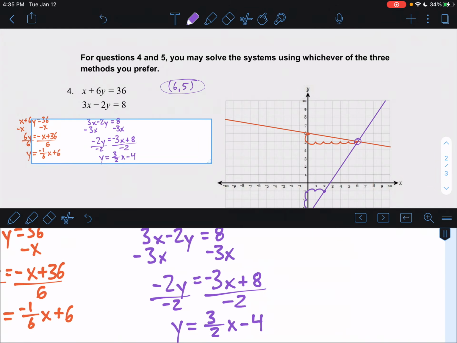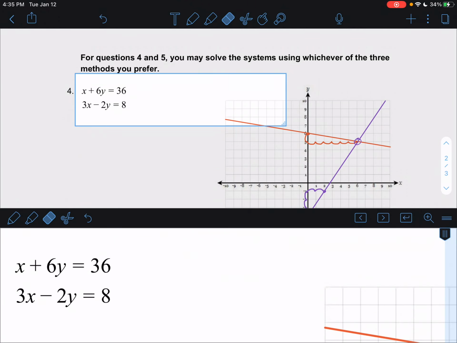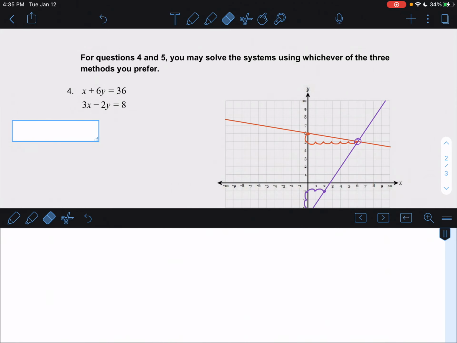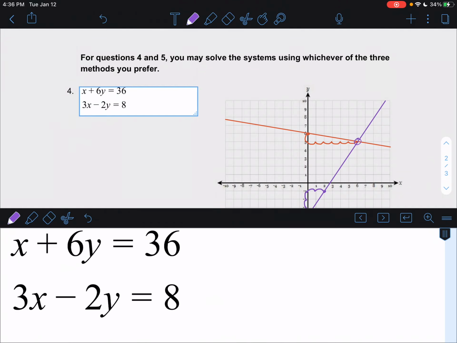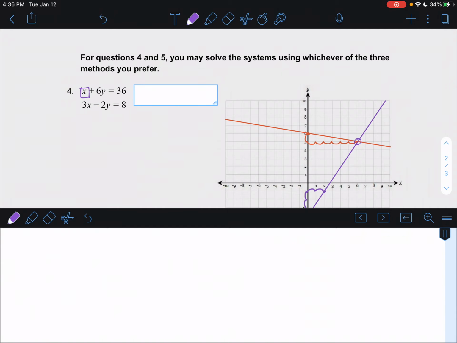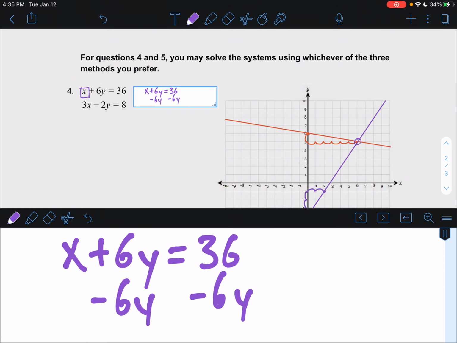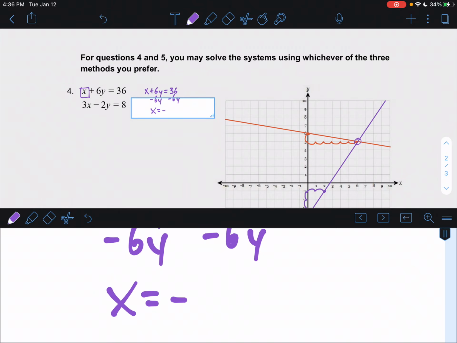So that was graphing. Now let's do substitution first. I'll leave the graph there, because why not? So substitution, looking at these two equations, the easiest variable to solve for looks like this x in this first equation. So to solve for that x, I'm just going to subtract 6y from both sides. So if x plus 6y equals 36, I'll subtract 6y from both sides, and that's going to give me x equals negative 6y plus 36.